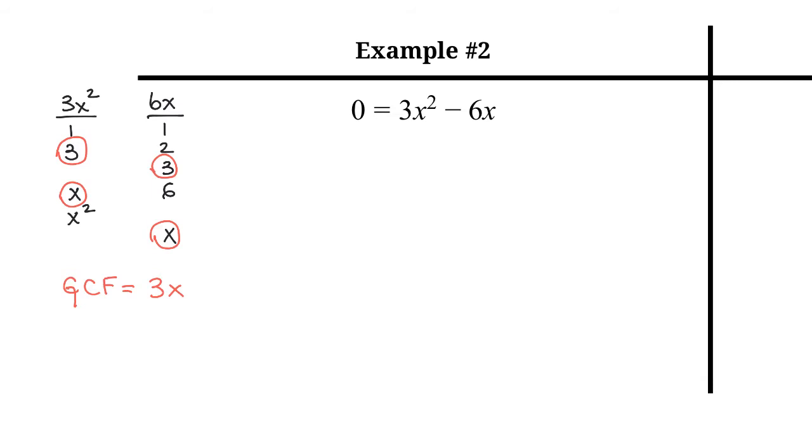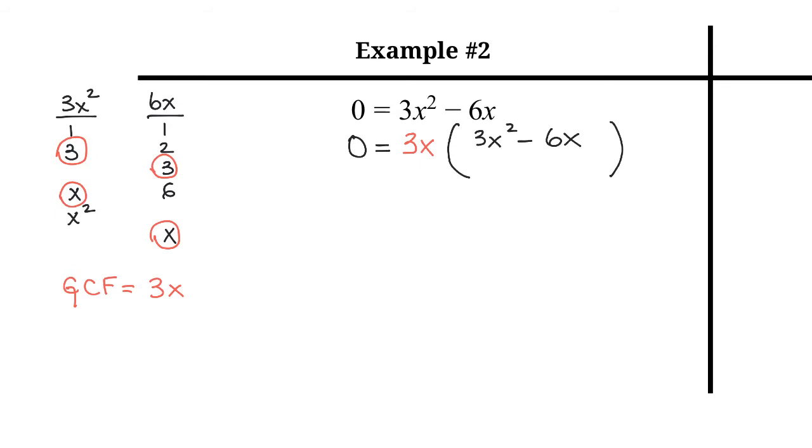The way that we're going to utilize that in our answer is we're going to rewrite 0, we're going to rewrite the equal sign, and then I'm going to recopy my greatest common factor that I just identified. So that would be 3x. The next thing we're going to do is open a big bracket, and inside this bracket, I'm going to recopy the equation, which was 3x squared minus 6x.